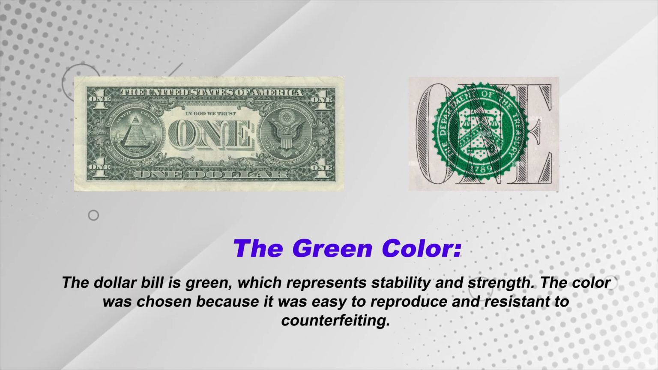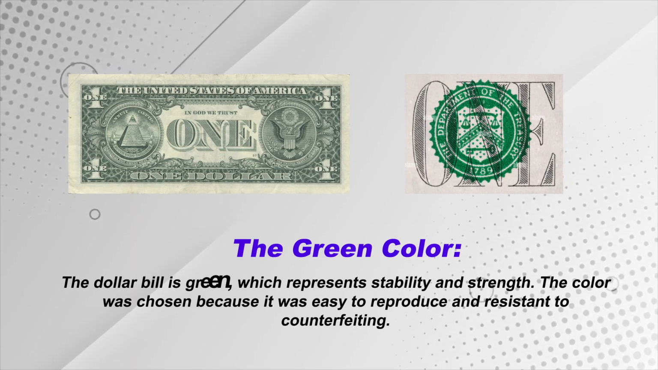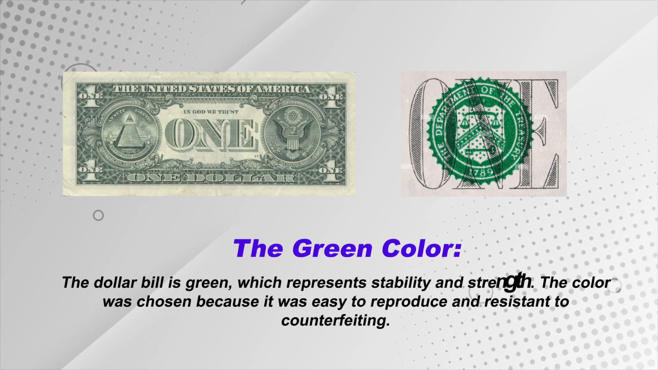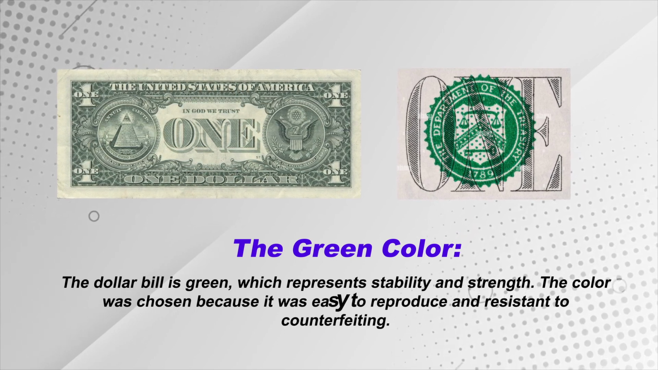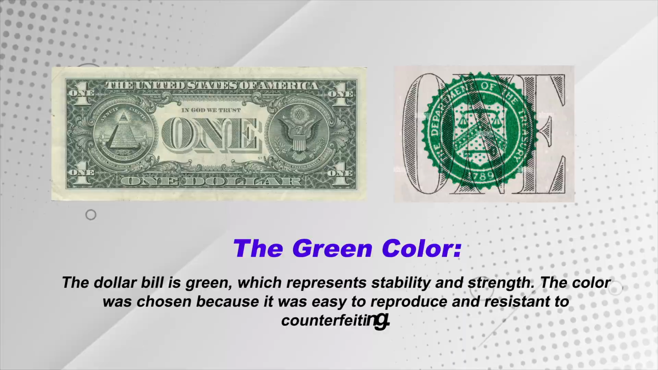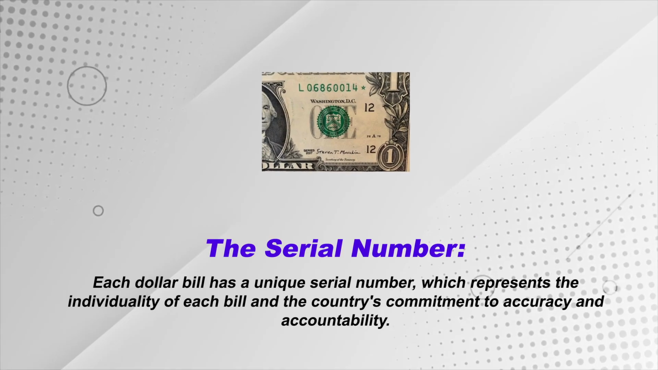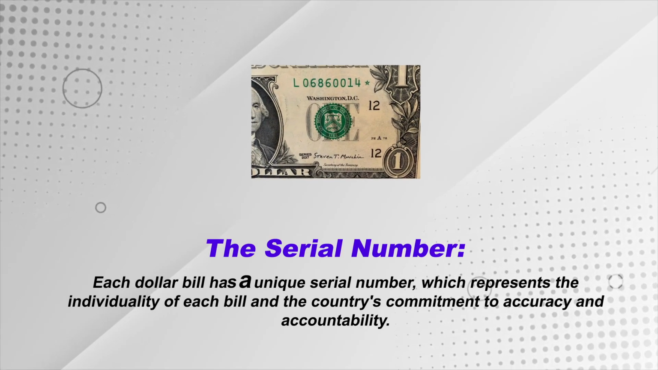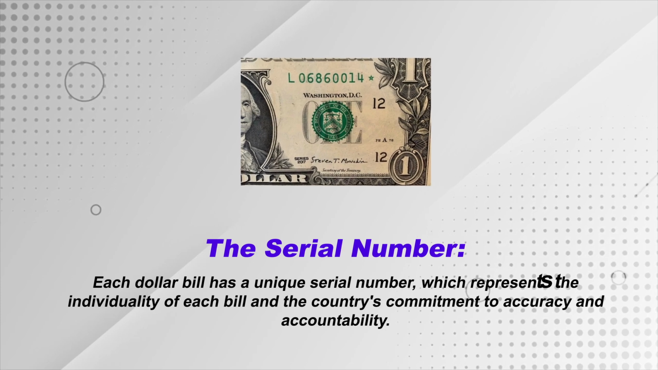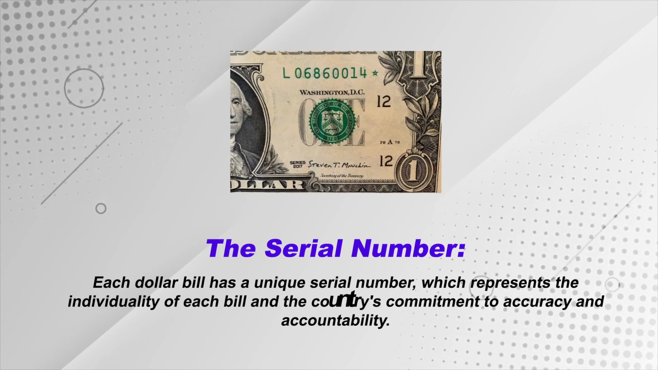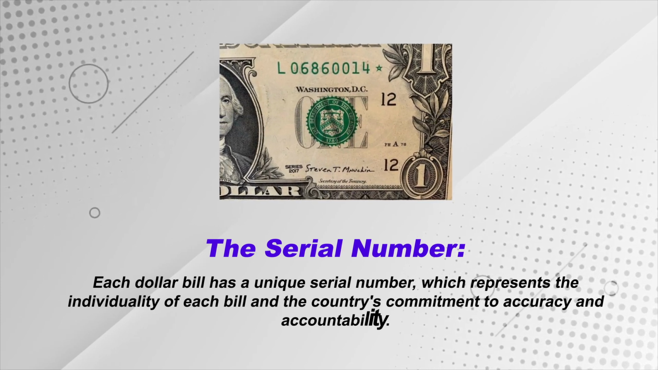The green color. The dollar bill is green, which represents stability and strength. The color was chosen because it was easy to reproduce and resistant to counterfeiting. The serial number. Each dollar bill has a unique serial number, which represents the individuality of each bill and the country's commitment to accuracy and accountability.